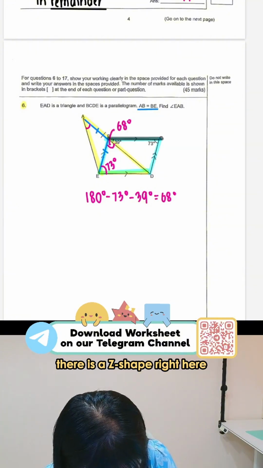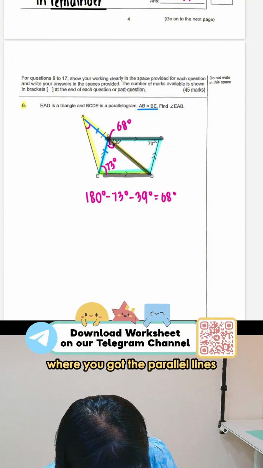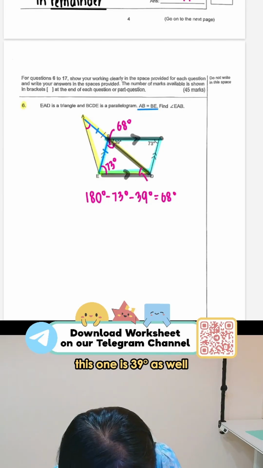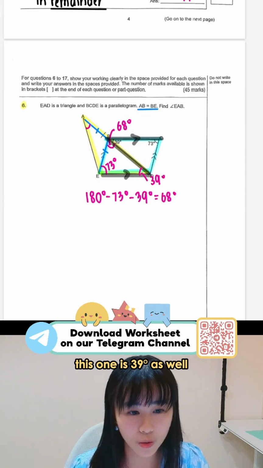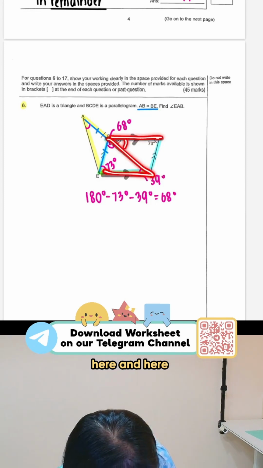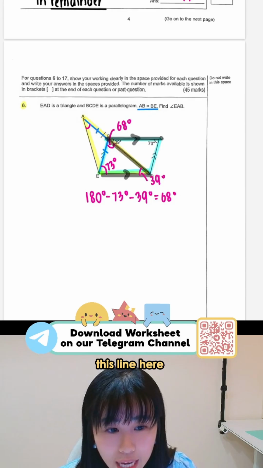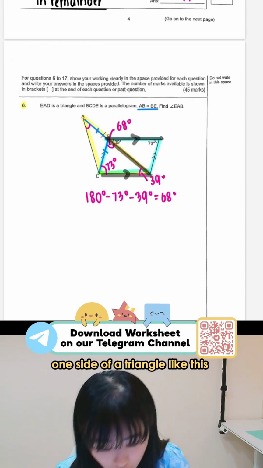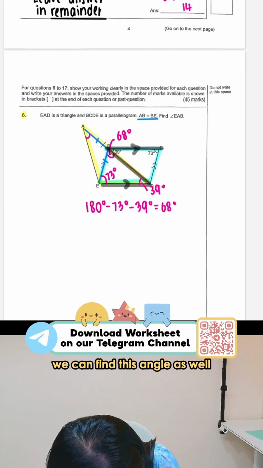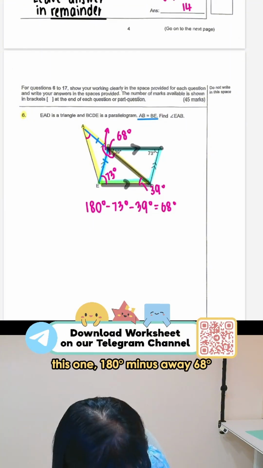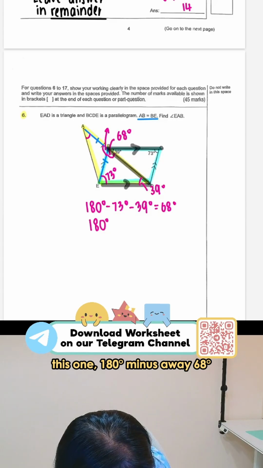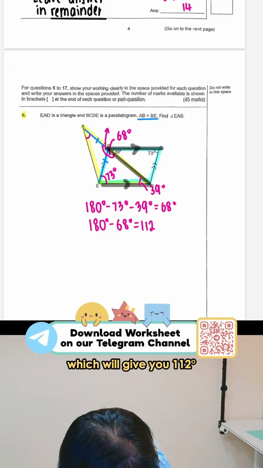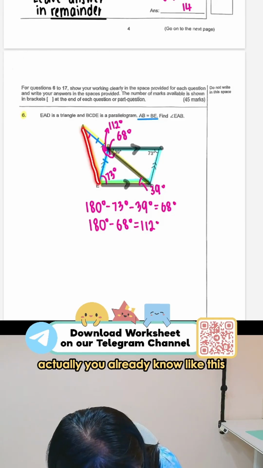There is a Z shape right here where you got the parallel lines, right? So according to your alternate angles, this one is 39 degrees as well. Okay, let's just check again, here and here. Okay, then after that, this line here is a straight line because it comes from one side of a triangle like this. So if we know this 68, we can find this angle as well, this one. 180 degrees minus away 68 degrees, which will give you 112 degrees.